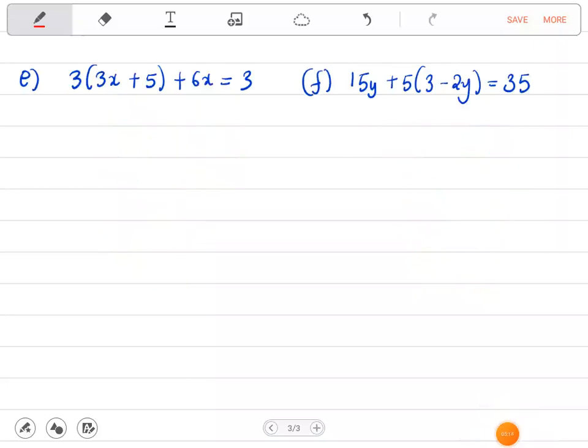Here are other 2. Okay, let's go. We expand. We get what? 3 times 3 you get 9, then x. 3 and 5 you get what? A 15. And plus we have a 6 there, and this will be equal to a 3.